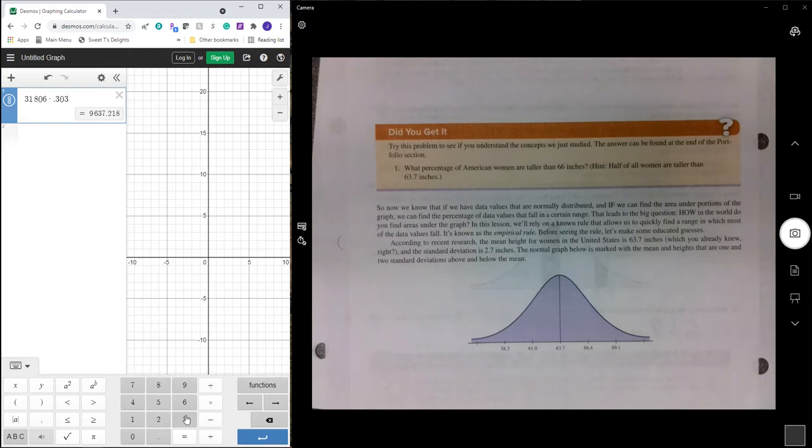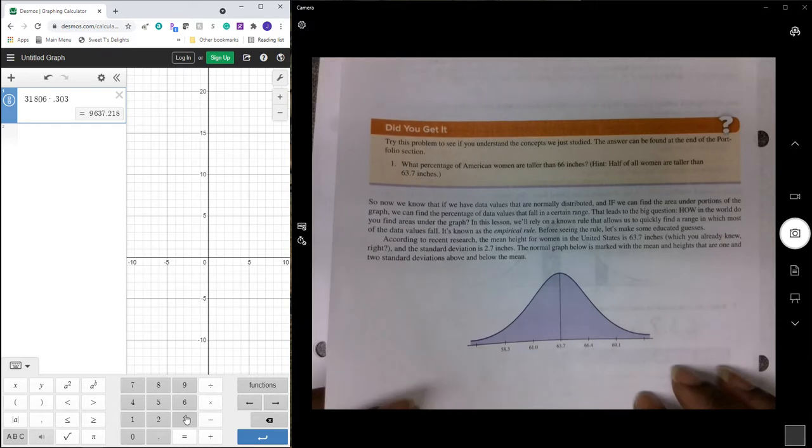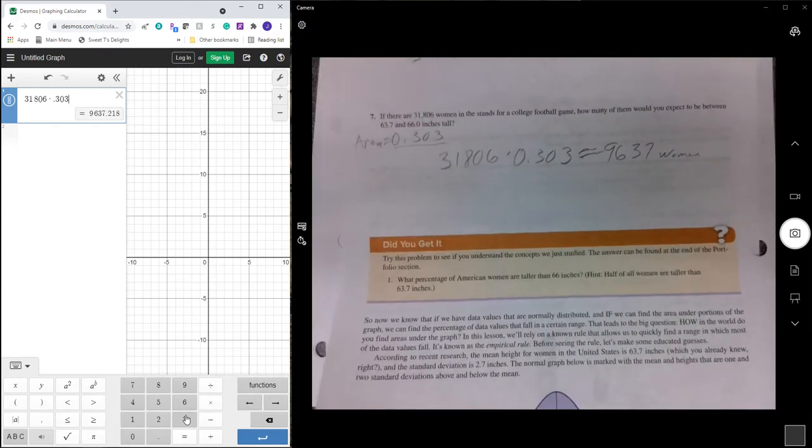Before seeing the rule, let's make some educated guesses. According to recent research, the mean height for women in the United States is 63.7 inches, which you already knew, right? And the standard deviation is 2.7 inches. The normal graph below is marked with the mean and heights that are 1 and 2 standard deviations above and below the mean. Okay, so now we have this graph here, and we're going to take this information and apply it when we go to the next page.